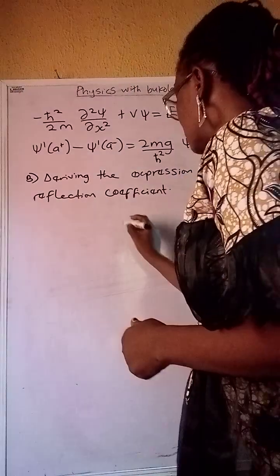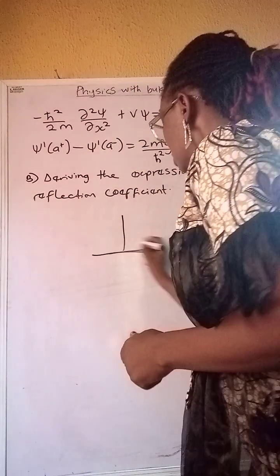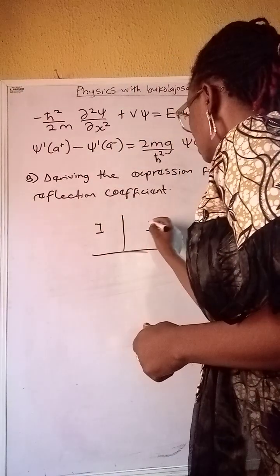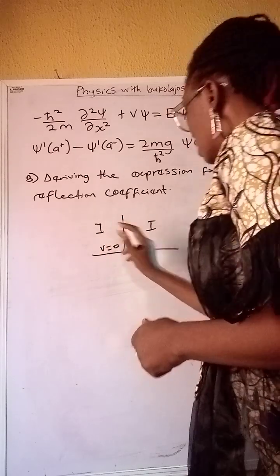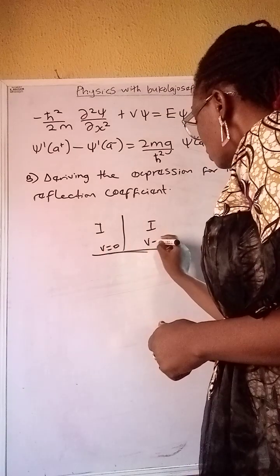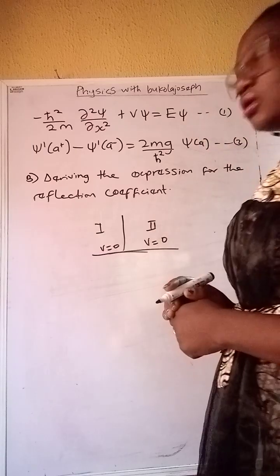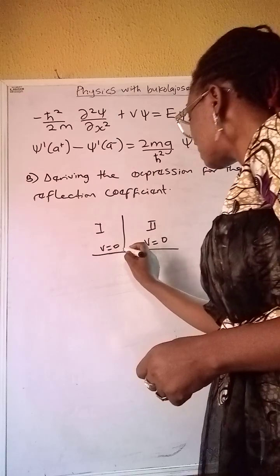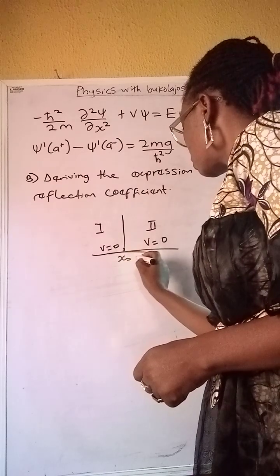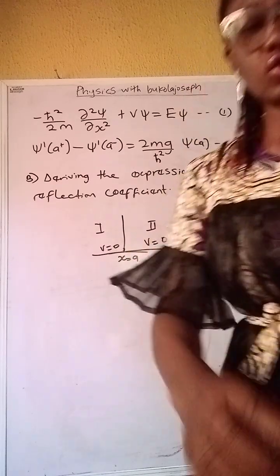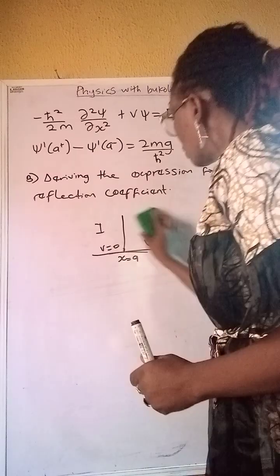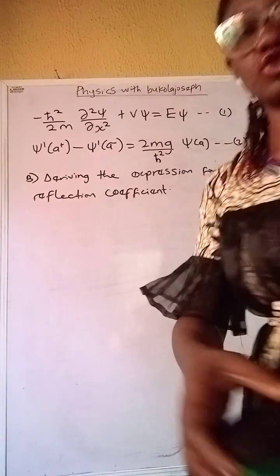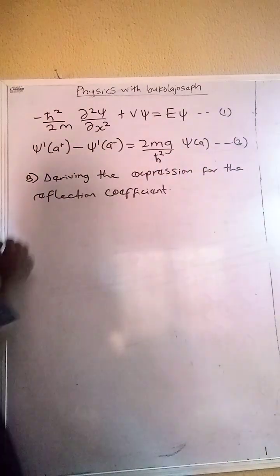For the two regions, let me quickly sketch. This is region 1, this is region 2. V is equal to 0 in region 1 and V is equal to 0 in region 2. At this boundary x is equal to a. Now that we know V is equal to 0 for both regions, we are going to use this Schrodinger equation.